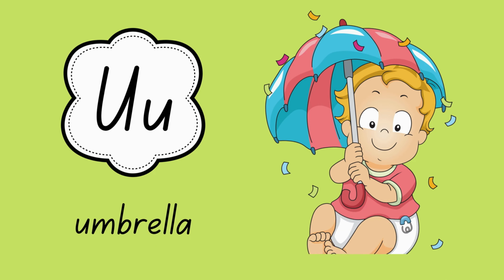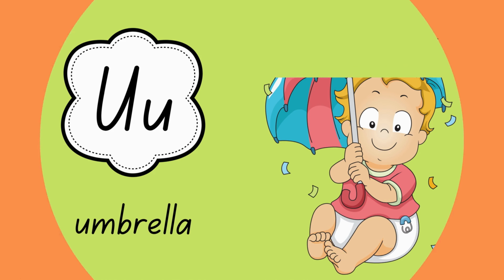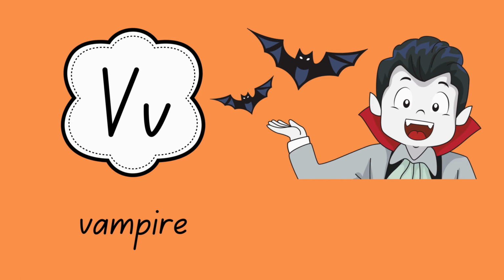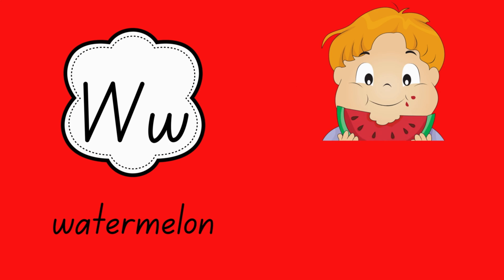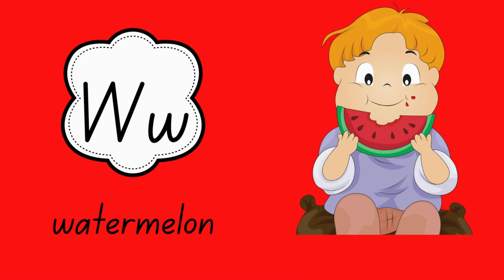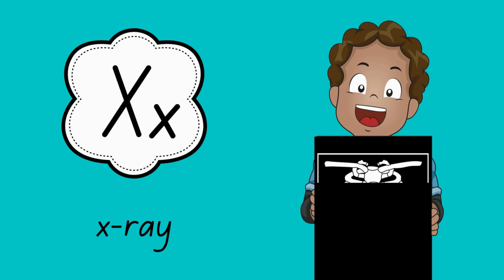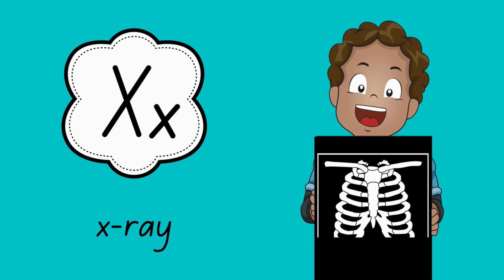U. U is for umbrella. U. V. V is for vampire. V. W. W is for watermelon. W. X. X is for X-ray. X.